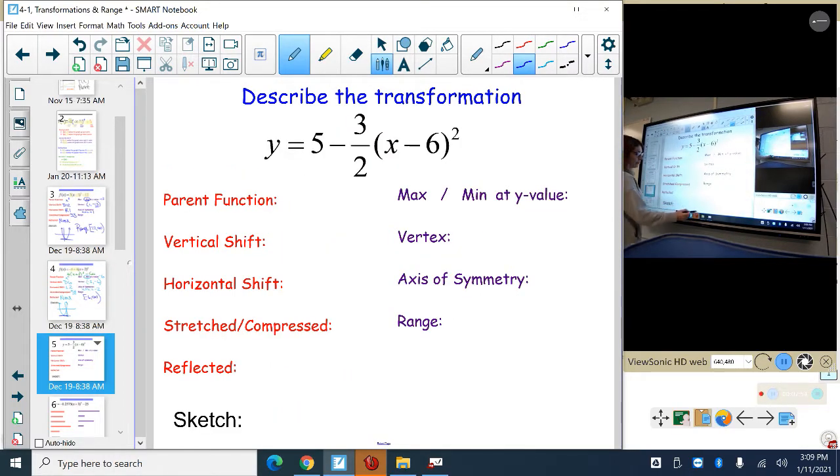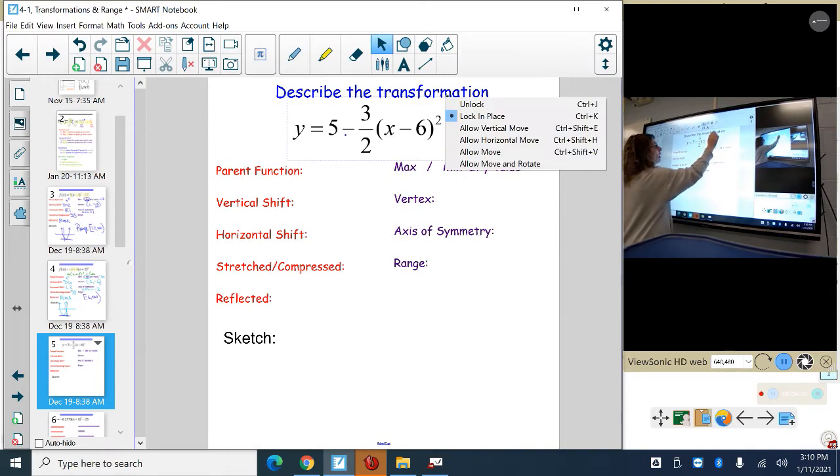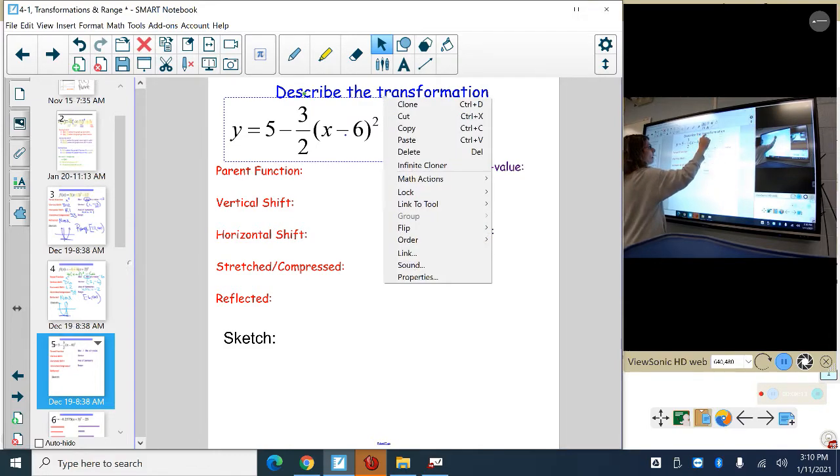Same exact thing. Again, this says 5 minus 3 over 2, parentheses x minus 6 quantity squared. If this jacks with your head, what I want you guys to simply do, and I'm going to unlock this, I'm going to move this over here, and I'm going to lock that back up.